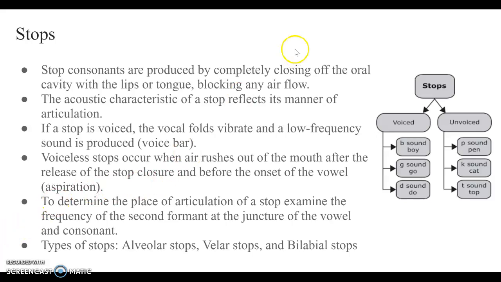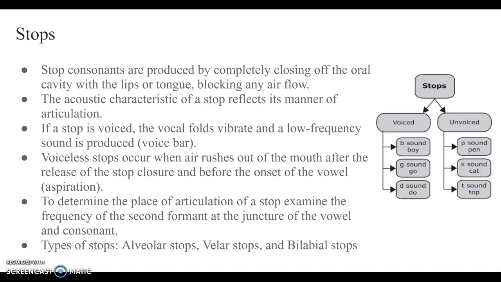So now we are going to be taking a further look into stops, fricatives, and nasals, liquids, and glides. So firstly, looking at stops, stop consonants are produced by completely closing off the oral cavity. This is done through using the lips or the tongue, which blocks any airflow. The acoustic characteristics of a stop reflect its manner of articulation.